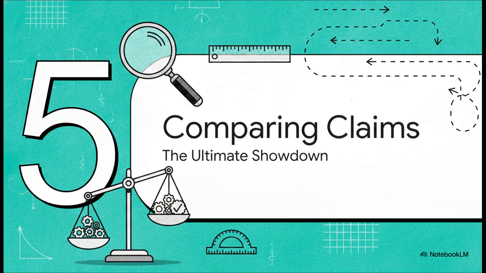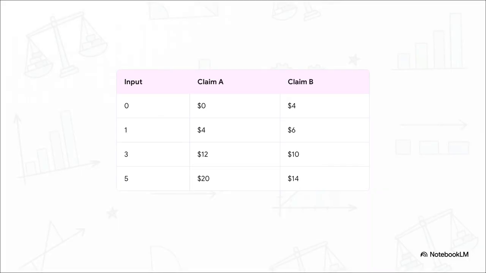Section 5. Comparing competing claims. All right, detectives, this is it. It's time for the ultimate showdown. We're going to test two competing claims back to back using all the evidence we've just gathered. Look closely at this side-by-side data. Claim A is tracking earnings from cups sold. Claim B is tracking the cost of our suspect taxi fare from the very beginning of our investigation.